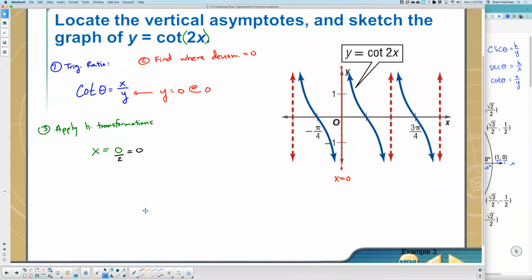Now to find the other asymptotes. Your other asymptotes, what value do you always start with?